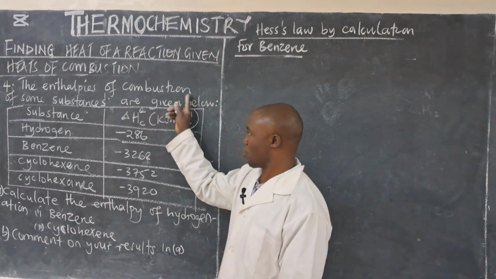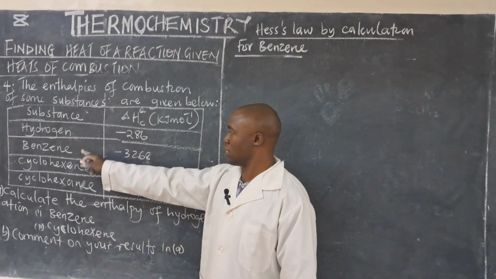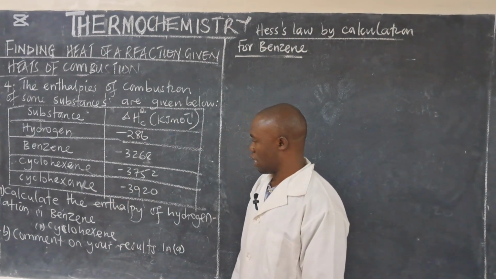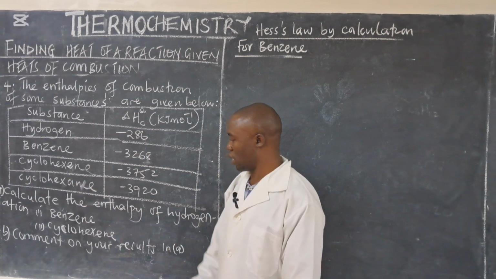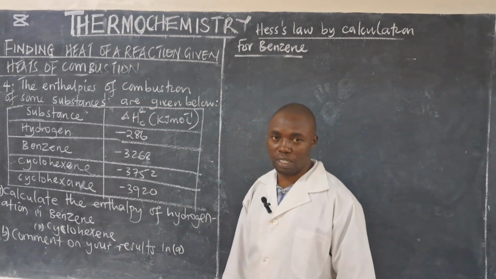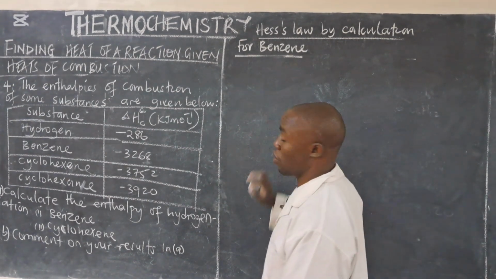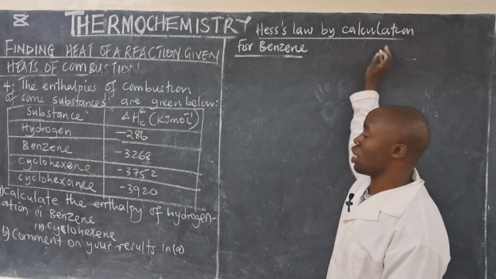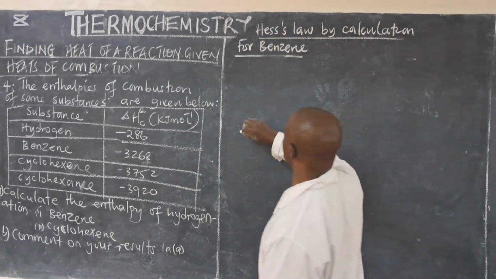The enthalpies of combustion of some substances are given below. We have hydrogen, benzene, cyclohexane. Now the question wants us to calculate the enthalpy of hydrogenation of benzene to cyclohexane and comment on our results here in A. So let's start with benzene, but we are going to use two methods, Hess's law by calculation and then the Hess cycle or Born-Haber cycle.